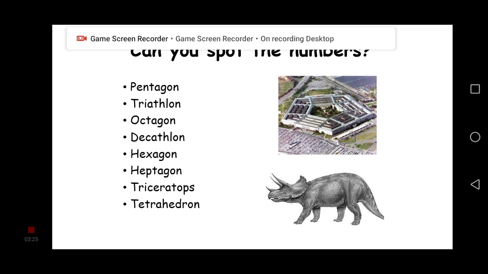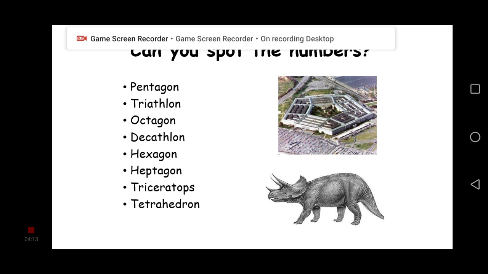Now, can you spot the numbers? I have put some English words up, used in mathematics and sciences, and you might see the odd dinosaur in there. Can you spot the numbers at the beginning of those words? Have a little look down. If you want to pause the video and have a go at this, you're very welcome to do that. The pictures are clues, so I've put you a triceratops there. See if you can spot the number in that, and I've put you the Pentagon, which is a top secret building in America. See if you can spot the number in that. Of course, it's the same as the mathematical shape.